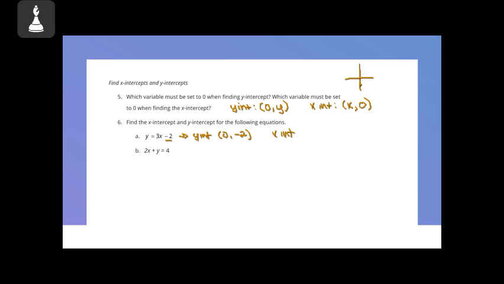So I'm going to make 0 equal 3x minus 2. And I'm going to solve for x. So that means I need to add 2 to both sides. I have 2 equals 3x, which means to get x by itself, I'm going to divide by 3. So 2/3 equals x. So 2/3, comma 0 is my x-intercept.